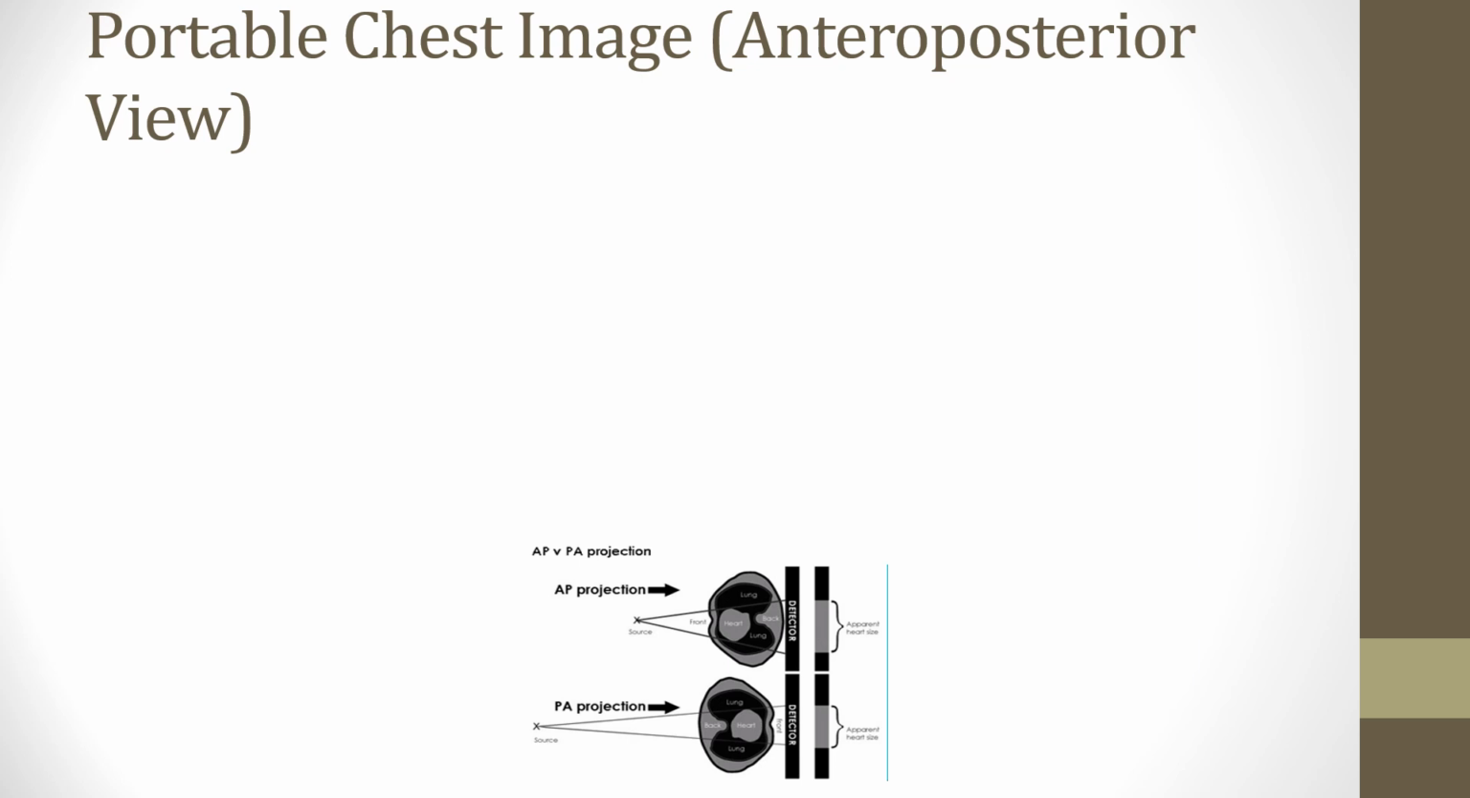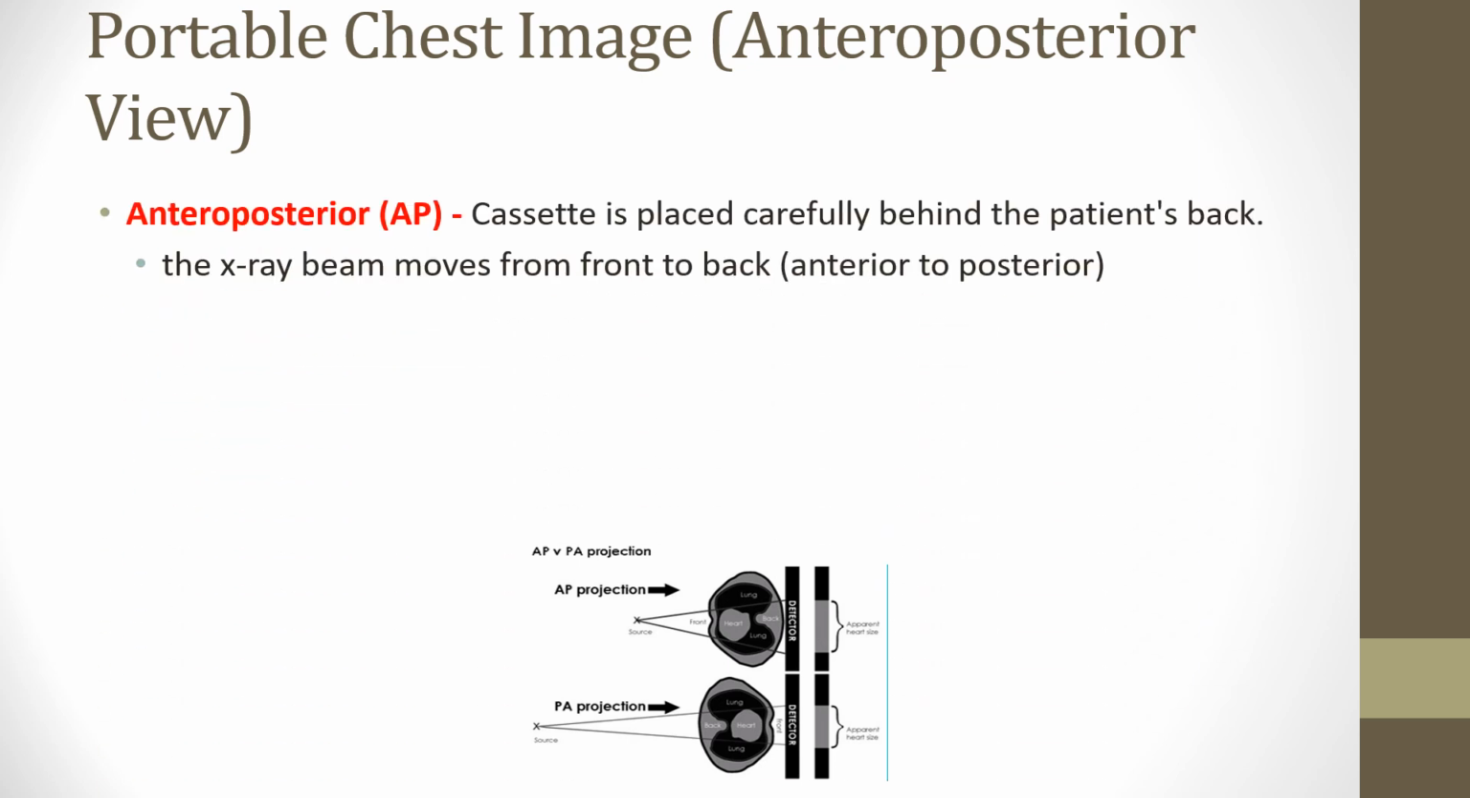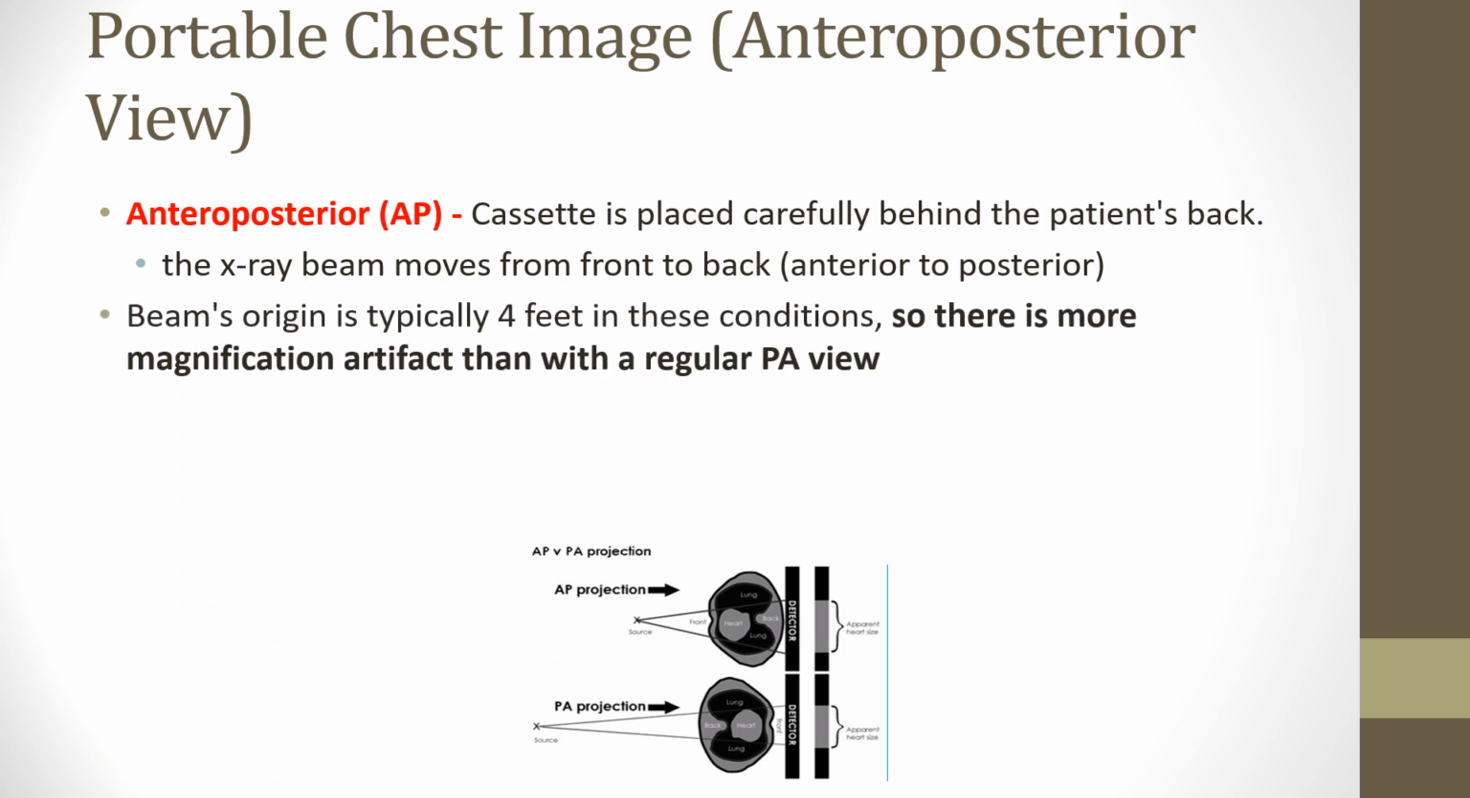Portable chest x-rays, that's what we were talking about. These are usually APs, and these are usually only about 4 feet away from the patient. Remember, the heart looks bigger in an AP film, but it doesn't mean it's useless, right? We can still see a lot of information. The cassette's behind the patient's back, and it'll go from anterior to posterior. Usually, like I said, 4 feet away from the patient. That's also a testable question. That's just something to remember.